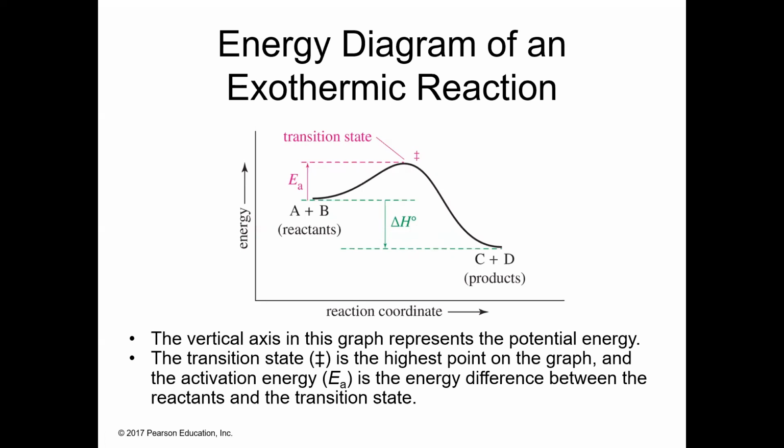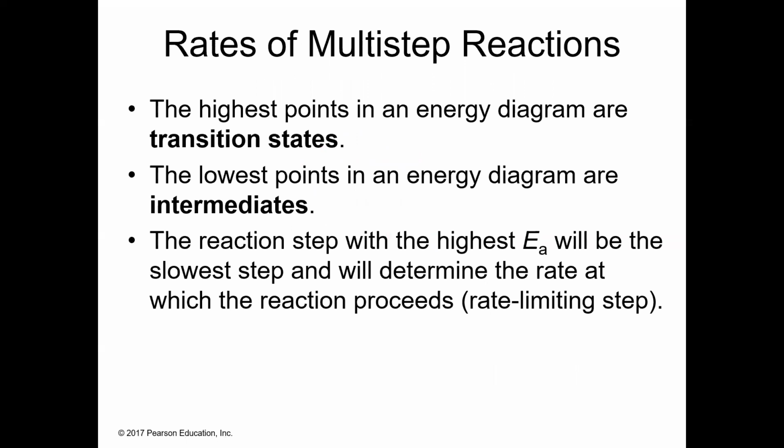Okay, up at the top of the hill is the transition state. The transition state has a very short existence. It may be picoseconds or femtoseconds, 10 to the minus 12, 10 to the minus 15 seconds. Very difficult to observe. Okay, so the highest points are the transition states. There may be more than one. In the previous example, there was just one.